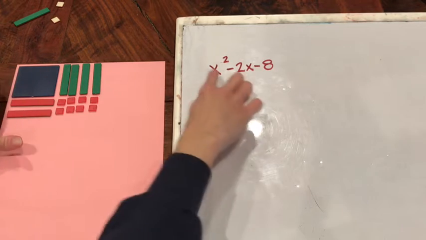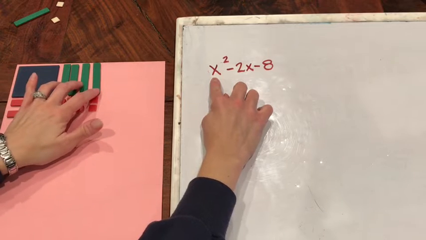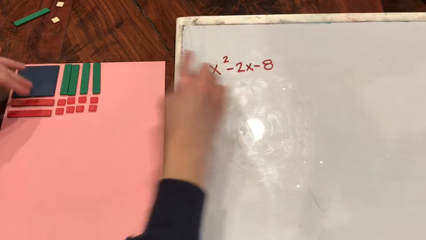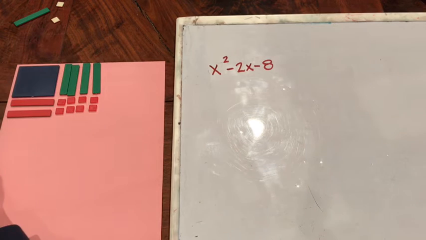This still adds up to being this right here. I have 1x squared. I have a positive 4x, but I'm subtracting 2x. So if I just cover those up for a second, I have a positive 2x. Oh, I have a positive 2x. Did I start with positive? That's probably what I did.